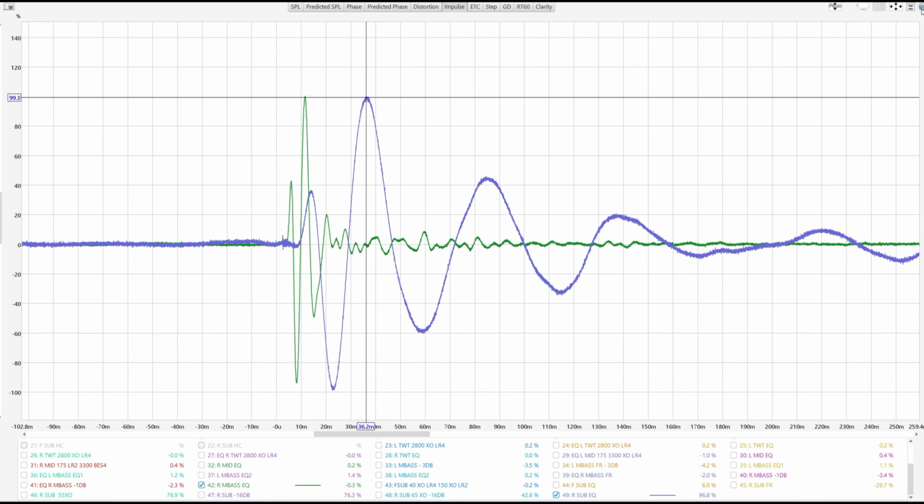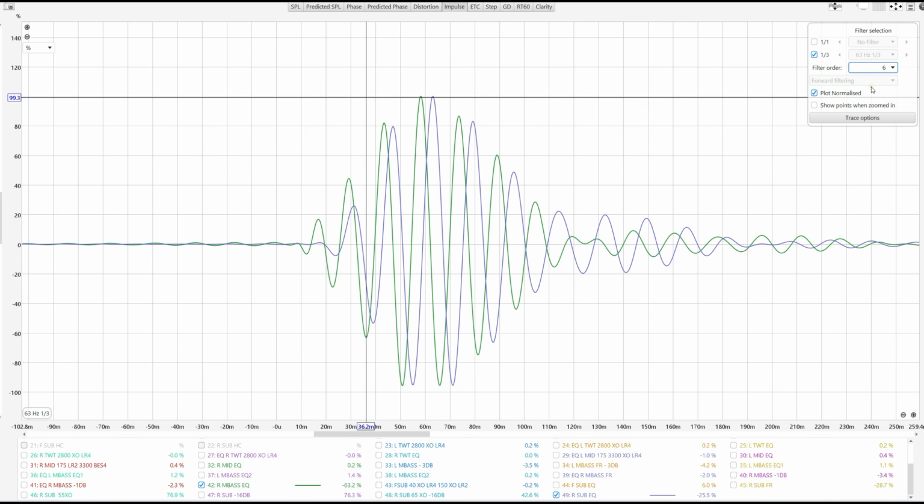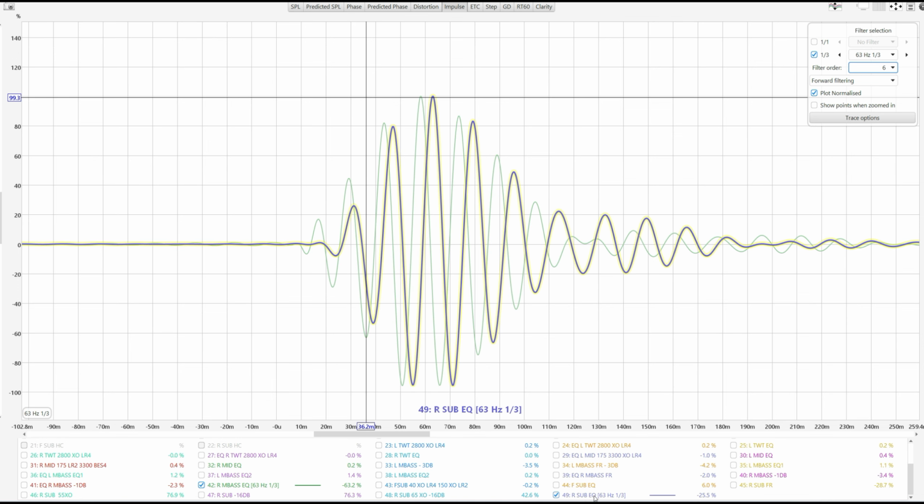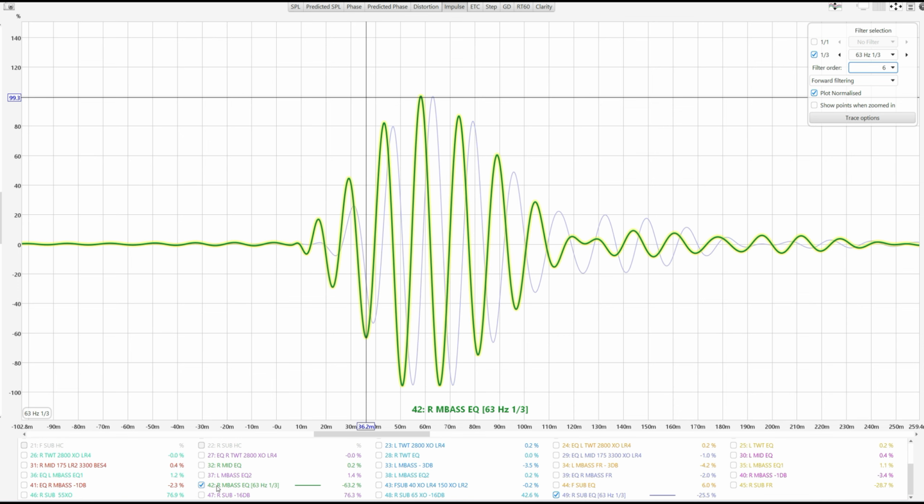You click up here on the cog icon, and with the speakers that we want to manipulate selected, we click on 1/3, and we said that the crossover was around about 70, so I'm going to pick the closest one we have, which will be 63, and you will see now we have converted the mid bass and the rear sub measures into a format which looks a bit like a wavelet, right?